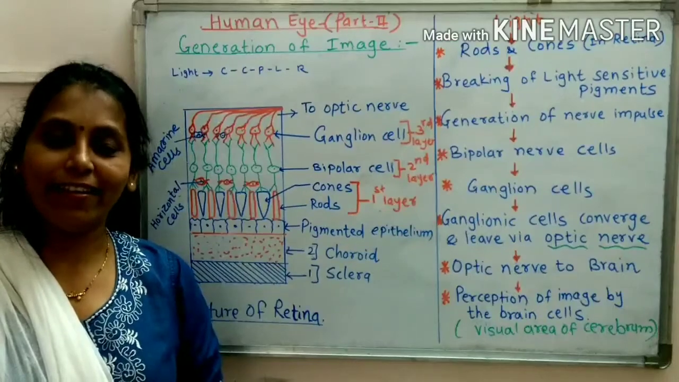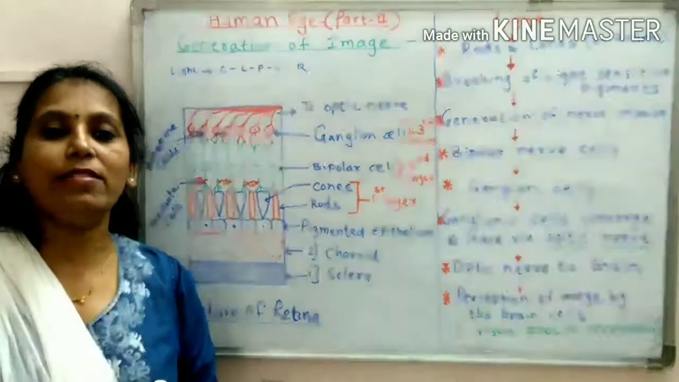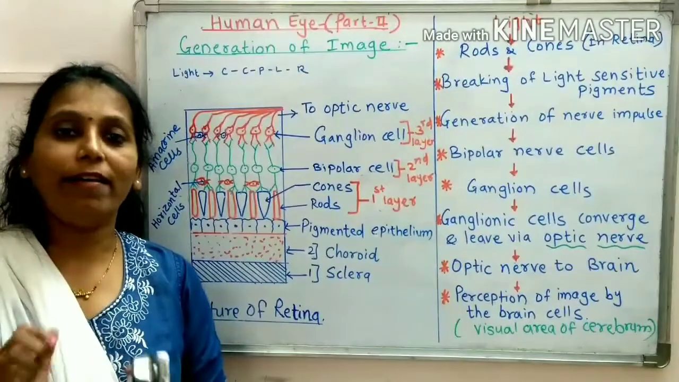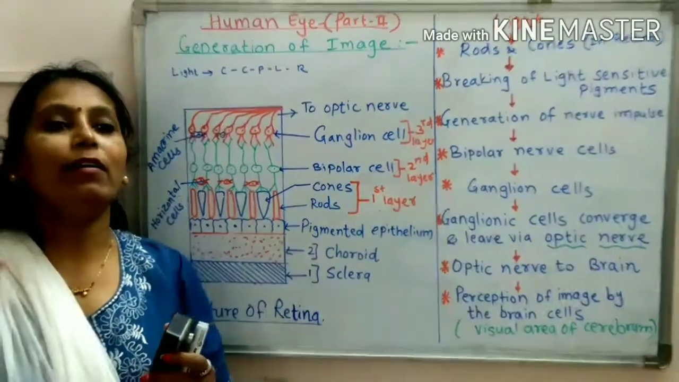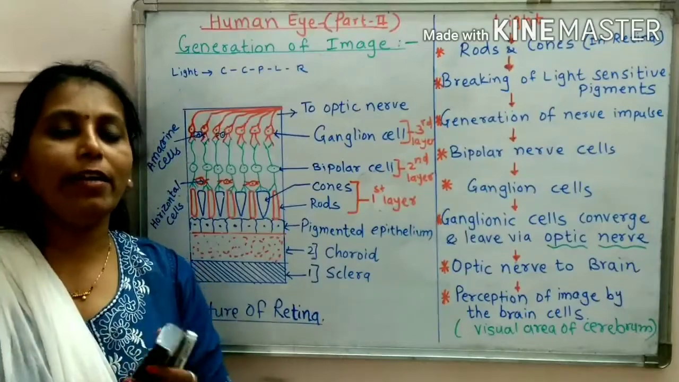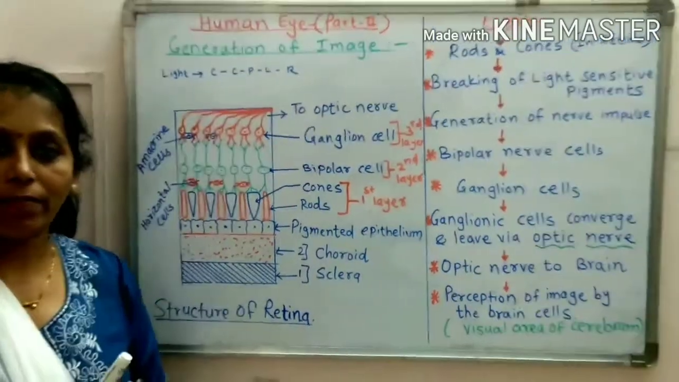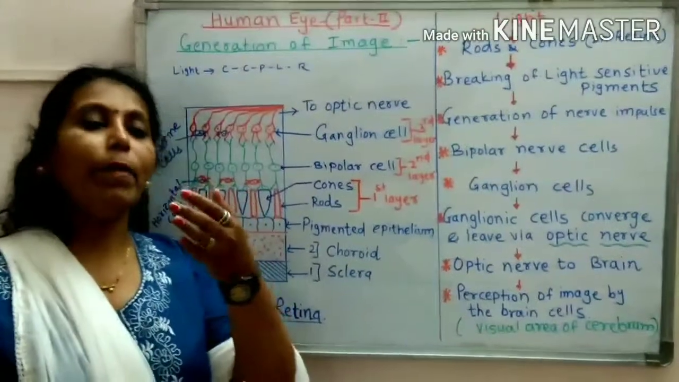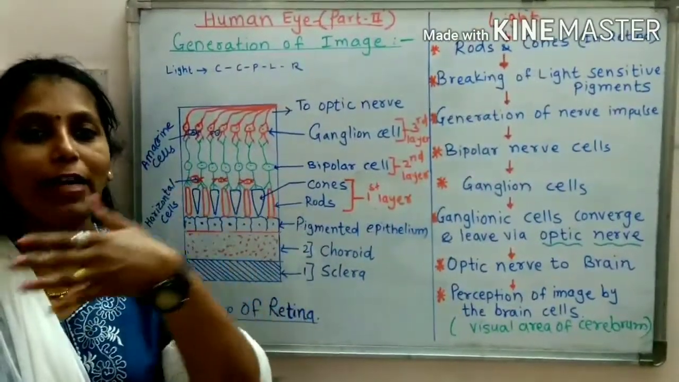Now we will study how the image is created on the retina part. When the light falls on the object, the rays coming from the object enter through the eyes. But what is the sequence of those rays?